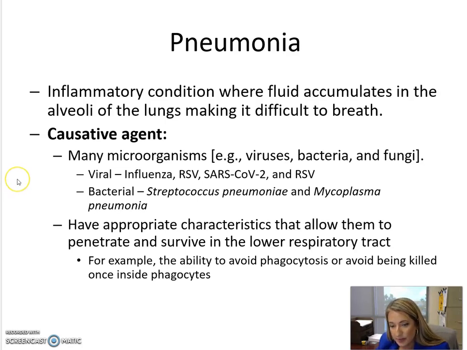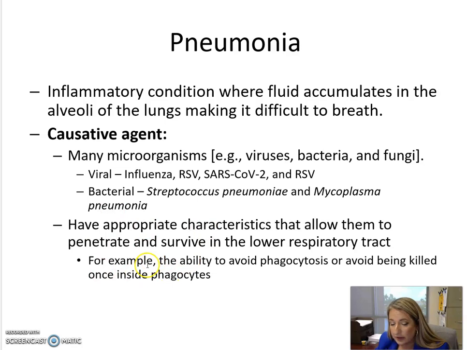So there's not just one specific causative agent of pneumonia. Really all different types of viruses like COVID and influenza and RSV can cause pneumonia, and also different types of bacteria such as Streptococcus pneumoniae. Really, the microorganism just has to have the ability to get in the lower respiratory system. Once it's in the lower respiratory system, our body is going to induce inflammation to try to clear it, and when that happens, fluid is going to leak into the lung tissue and lead to a case of pneumonia.